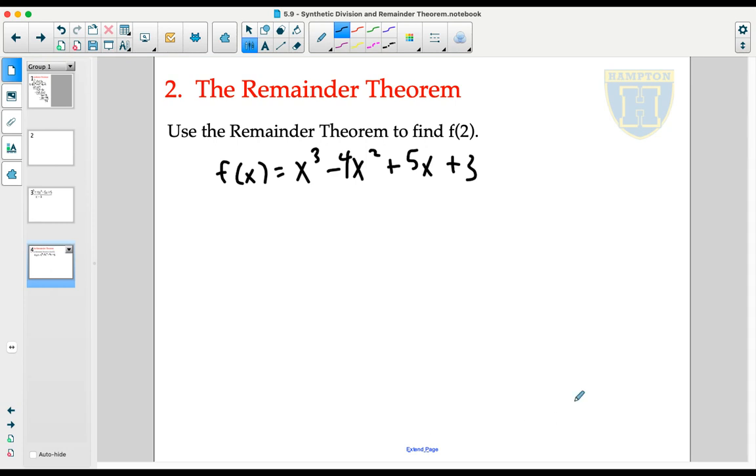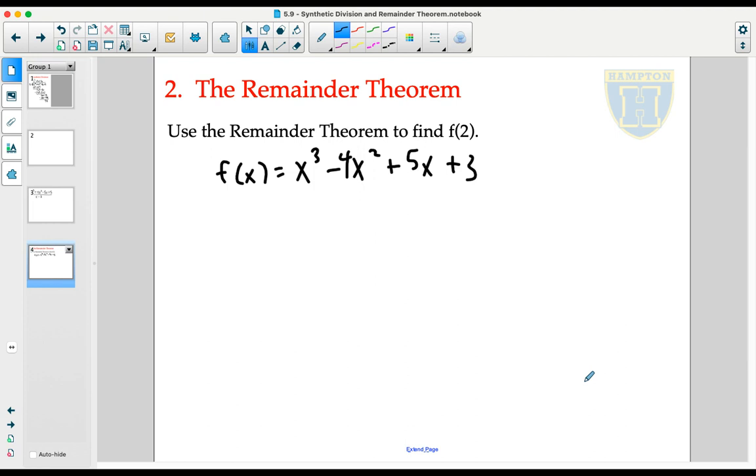The remainder theorem gives us an alternative strategy for evaluating functions at a given value of x. In this example, we're going to use the function f of x equals x cubed minus 4x squared plus 5x plus 3, and we're going to evaluate that at the point x is equal to 2. Now, we could go through the hard work arithmetic of substituting 2 into each one of those values for x.